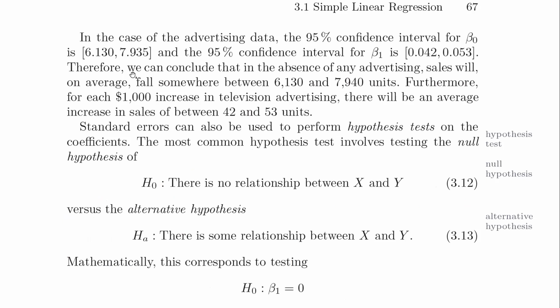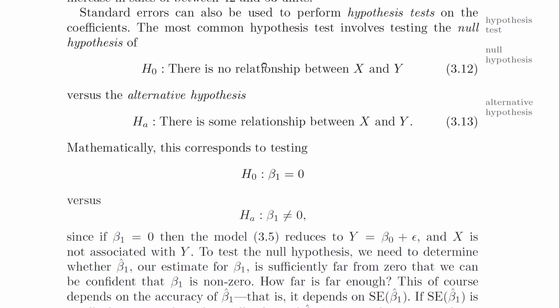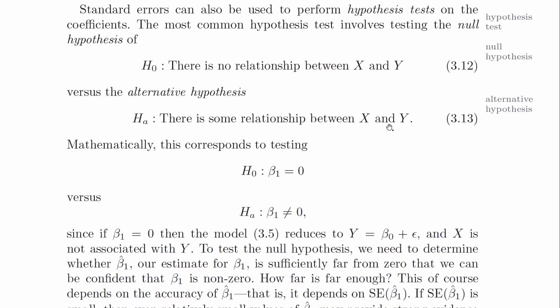Furthermore, now we're going to look at beta one. For each $1,000 increase in television advertising units, there will be, on average, a 42 to 53 increase. Think of these as pessimistic and optimistic bounds as well. This might be a bit tricky. Standard errors can also be used to perform hypothesis tests on the coefficients.